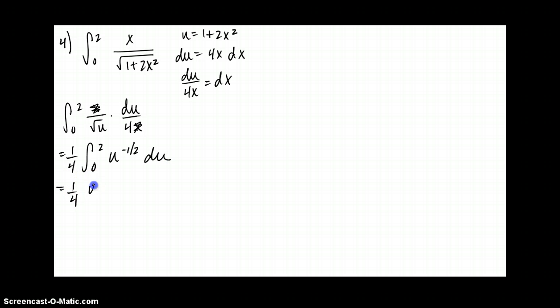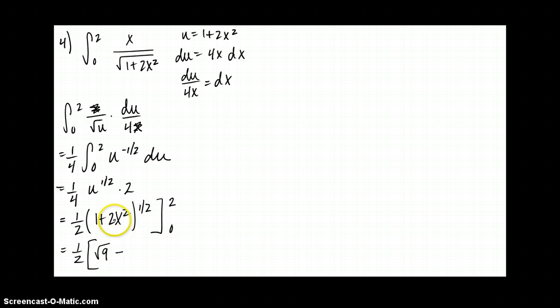Applying the power rule, add 1 to the exponent. Dividing by half is multiplying by 2. No need for the plus c because it's definite. 2 over 4 would reduce to a half. Times 1 plus 2x squared to the 1/2 power. And we'll evaluate that from 0 to 2. So 1/2, plugging 2 in. 2 squared is 4 times 2 is 8 plus 1. We have the square root of 9 minus, when you plug in 0, this is 0 plus 1 minus the square root of 1. So 3/2 would be our answer.